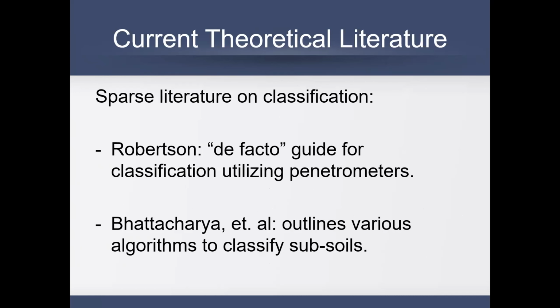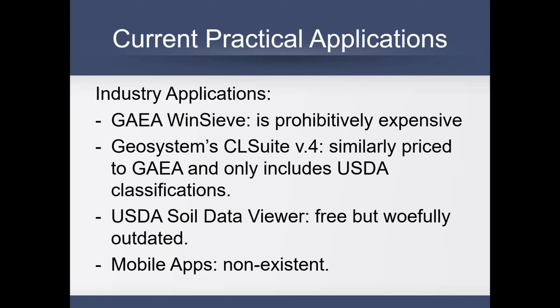Theoretical literature on the subject is even worse. Robertson is the de facto guide for classification using penetrometer data, and Bhattacharya et al. outline various algorithms to classify subsoils. Both are somewhat helpful. However, that's pretty much the gist of soil classification literature. So it's not entirely helpful, but I was able to extrapolate some results from that to be used in my own research.